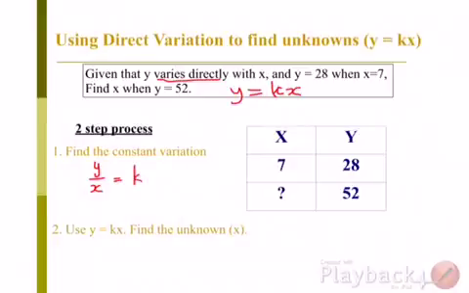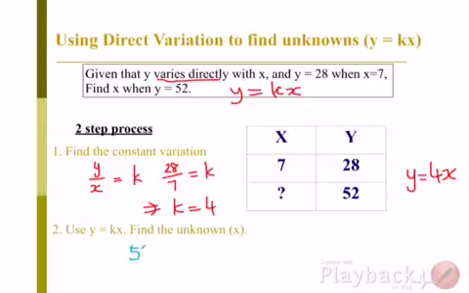So I get y is 28, so 28 over 7 is equal to k, so therefore k is equal to 4. So my equation for this is y is equal to 4x, and now I can just substitute that in to find the missing variable, which is the x.